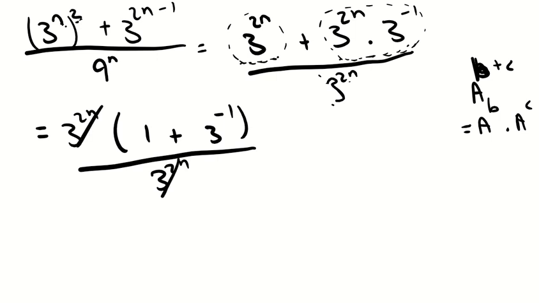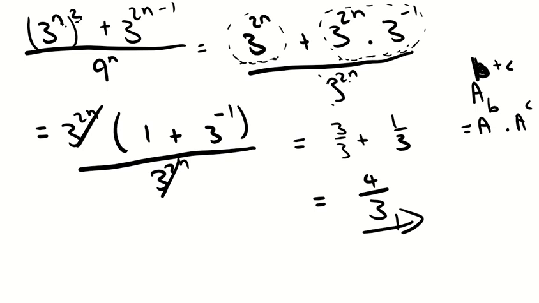This will cancel out, and then we'll be left with 1 plus 1 over 3. 3 to the power of -1 is the same as 1 over 3. But then 1 is also the same as 3 over 3, because we want the bases to be the same. So take the base and say 3 plus 1 is equal to 4. And that's your answer. The answer is 4 over 3. That's how you would do this question.